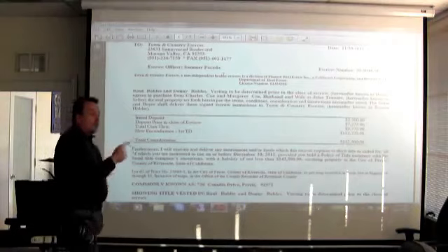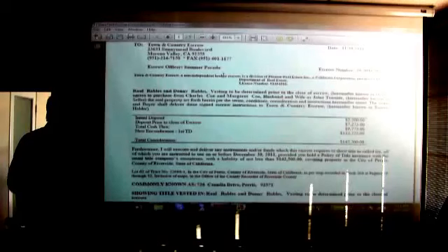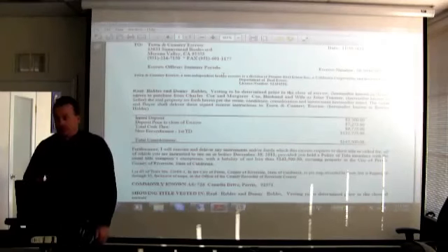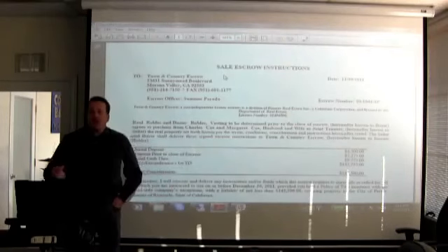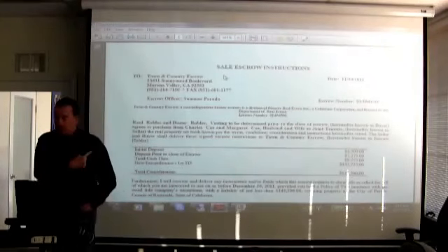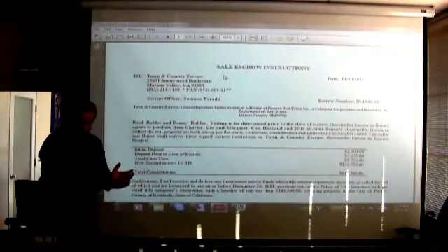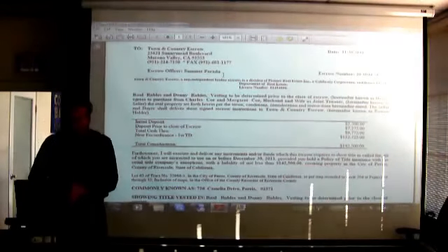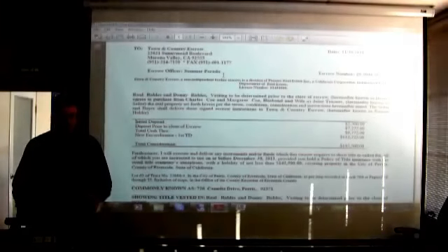The California Residential Purchase Agreement, the purchase contract, is the legally binding contract. Nowhere in the escrow instructions, go back up to the top, will you find the word contract. This is not a contract, okay? The contract between the buyer and seller is the purchase contract, the purchase agreement, the RPA, okay? So the reason I point that out is if there is a conflict between the contract and the escrow instructions, the contract always prevails, okay?